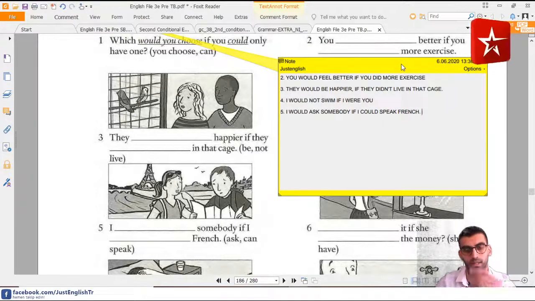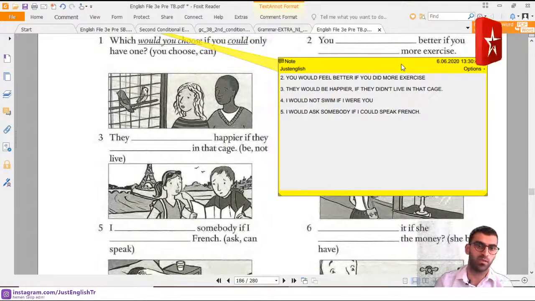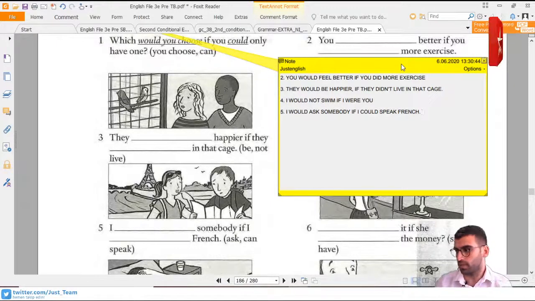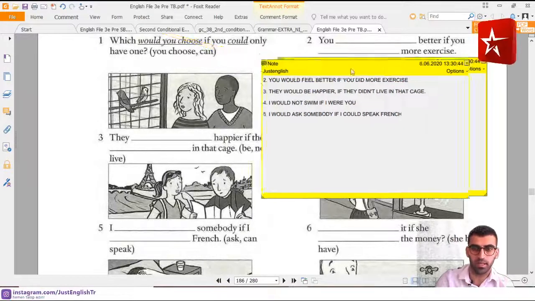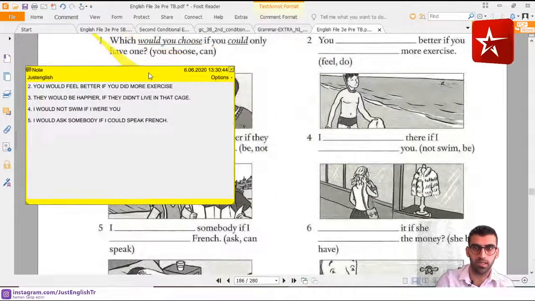Yes, that is the correct answer. I would ask somebody if I could speak French. Yes, that is the correct answer for number 5. I would ask somebody if I could speak French. Great, thank you. And let's continue with number 6.